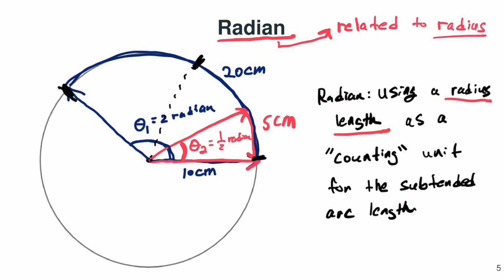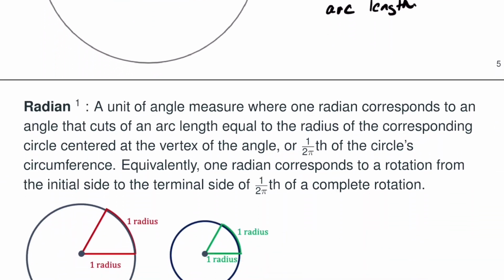So in radians, we're seeing how many radius lengths we need to cover the arc length that's subtended by the angle. That's what a radian is. And it's not always going to be whole numbers. As we can see, we saw half a radian. So let's look at the formal definition of what a radian is, now that we are introduced to the idea. And then we'll look at more examples of radians.